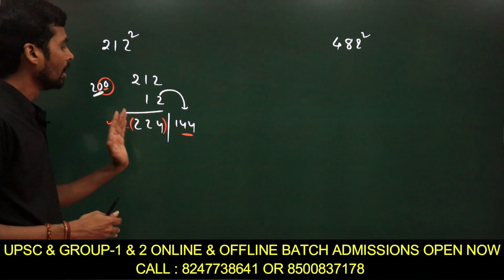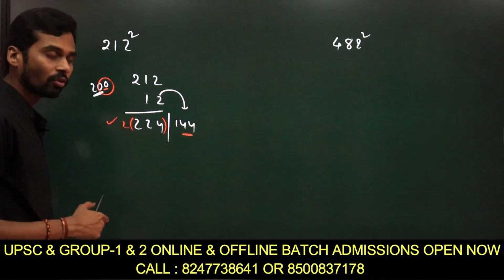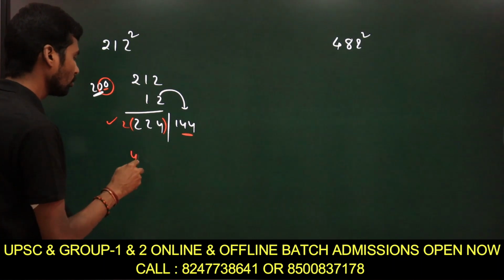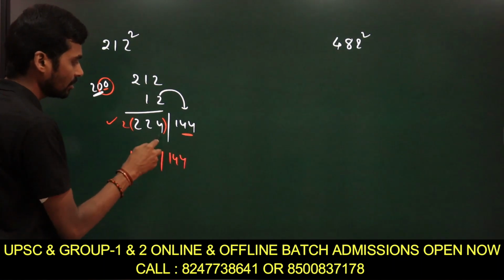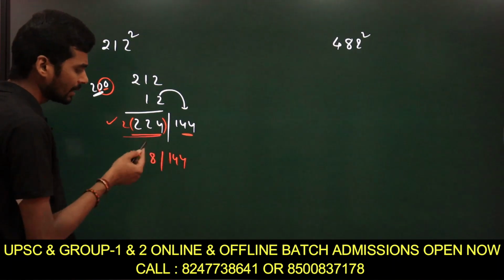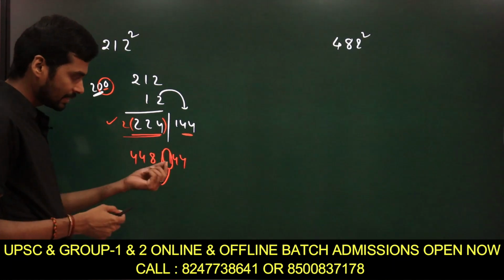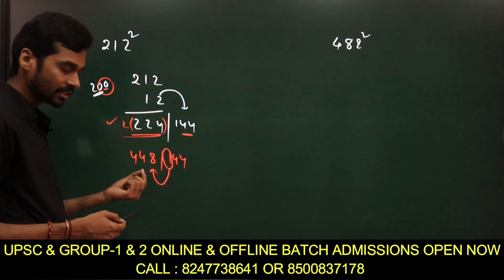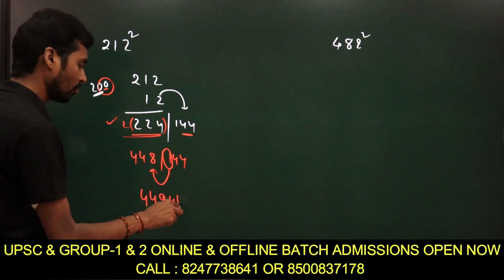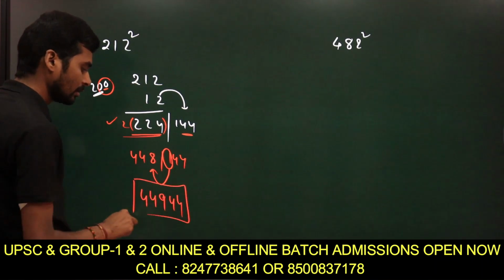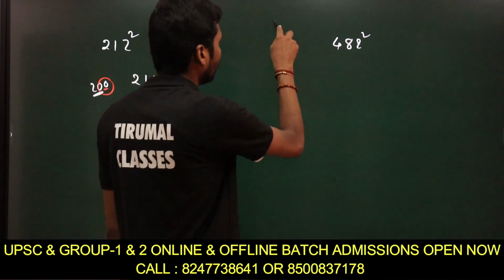You first do the left side part and then come to the right side part. So 224 into 2 means what? 2 2s are 4, 2 2s are 4, 2 4s are 8, and then 144. First immediately multiply the number, and then the extra digit must be carried forward to which number? That means this 1 must be added to the previous digit, which is 44944. It's clear? Okay, let's take another example.